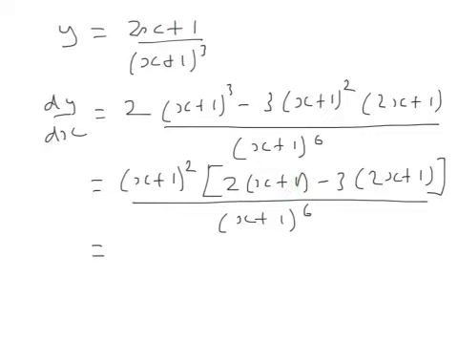So we've got x plus 1 squared there, 2 there, 6 there, so they will cancel to leave us 4 at the bottom. So that goes, and it makes that 4. The world's worst 4, but anyway, that's a 4. So that leaves us in the bracket 2 lots of x plus 1 minus 3 lots of 2x plus 1.